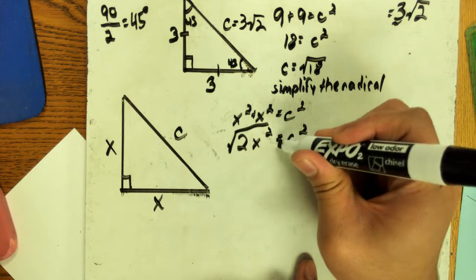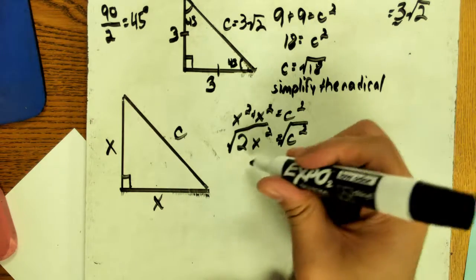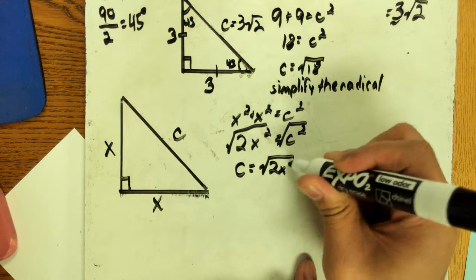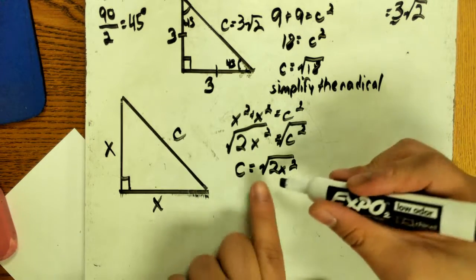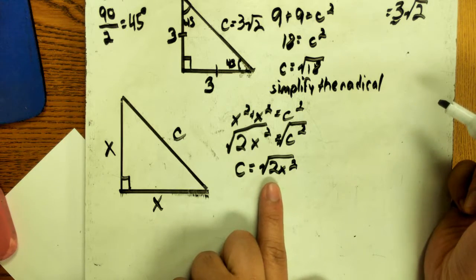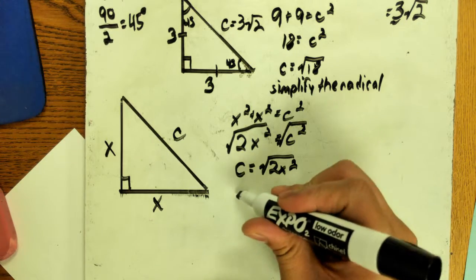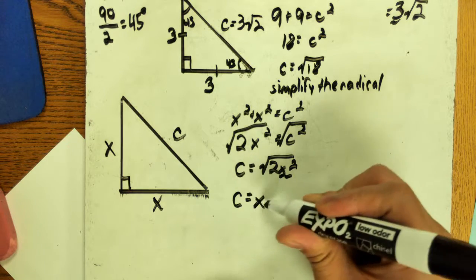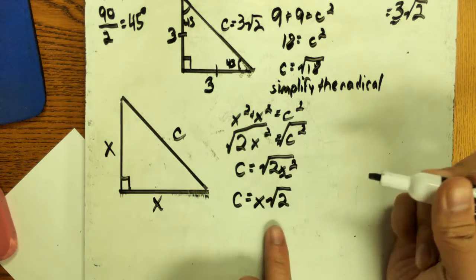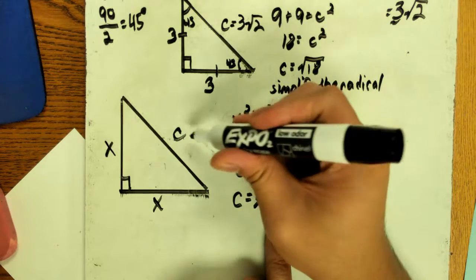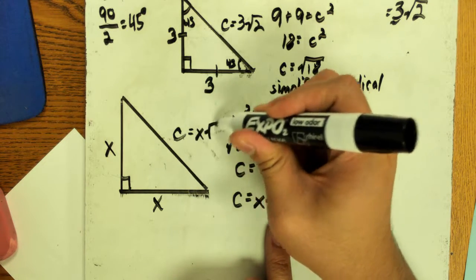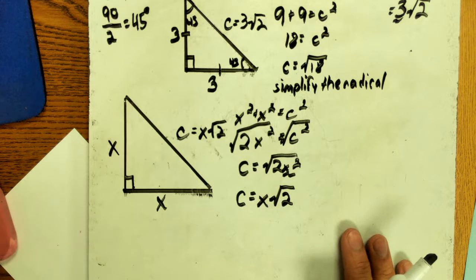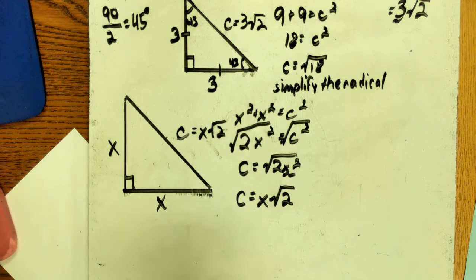To solve, we square root both sides. So we get c equals the square root of 2x squared. 2 we cannot square root, but x squared we can. The square root of x squared is just x. And square root 2 stays inside. So this is x square root 2. So this is a proof of why a 45-45-90 triangle has this pattern.